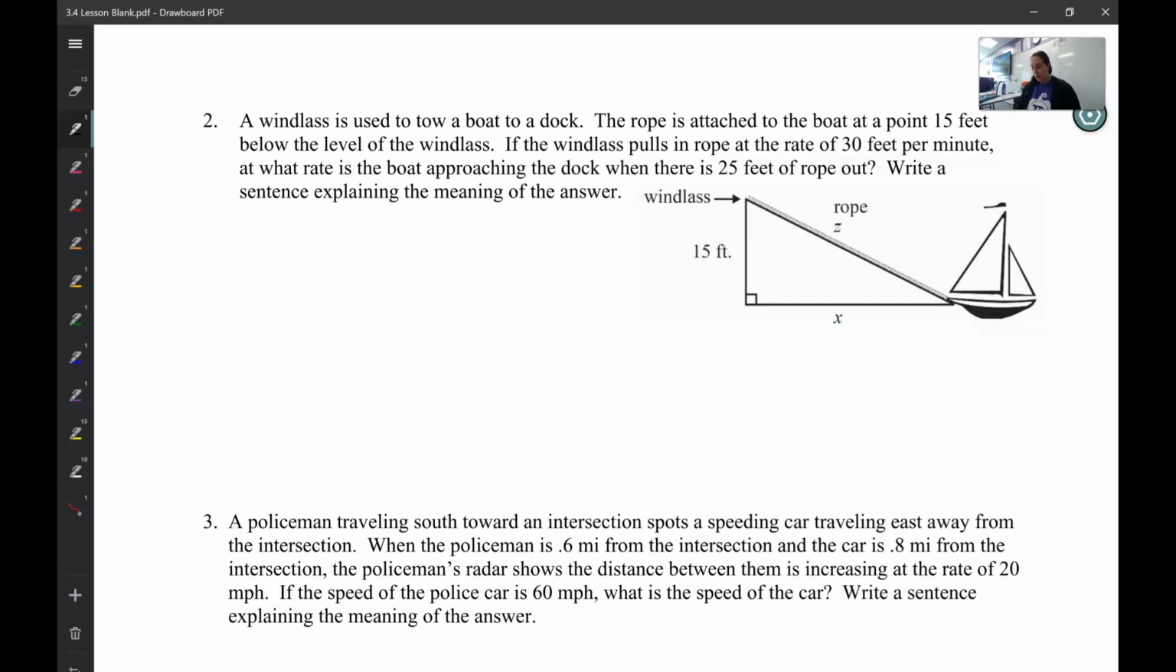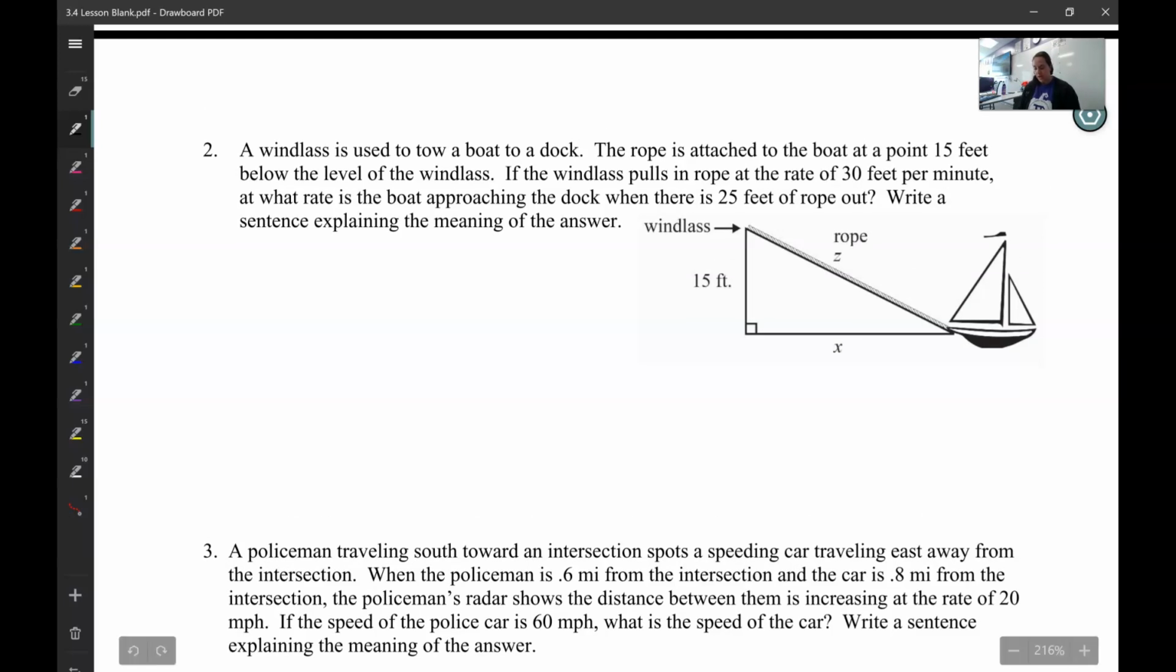So, a windlass is used to tow a boat to a dock. The rope is attached to the boat at a point 15 feet below the level of the windlass. If the windlass pulls in rope at the rate of 30 feet per minute, at what rate is the boat approaching the dock when there is 25 feet of rope out? Write a sentence explaining the meaning of your answer.